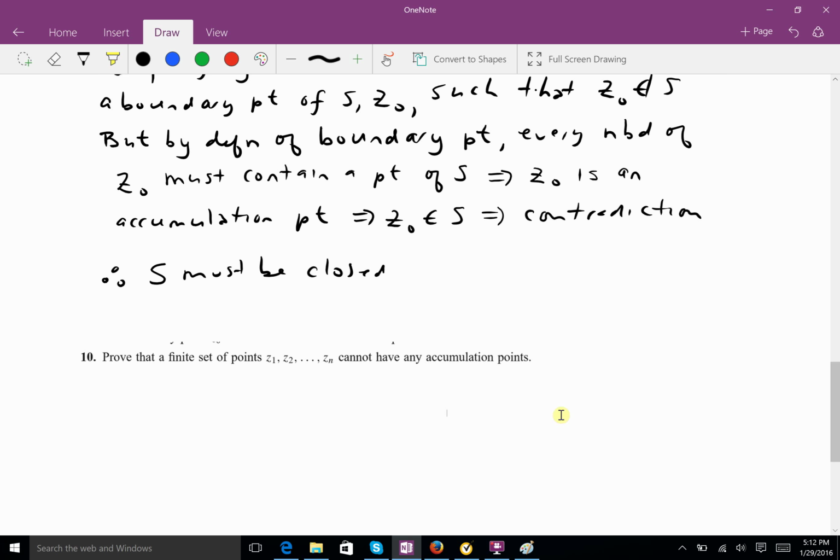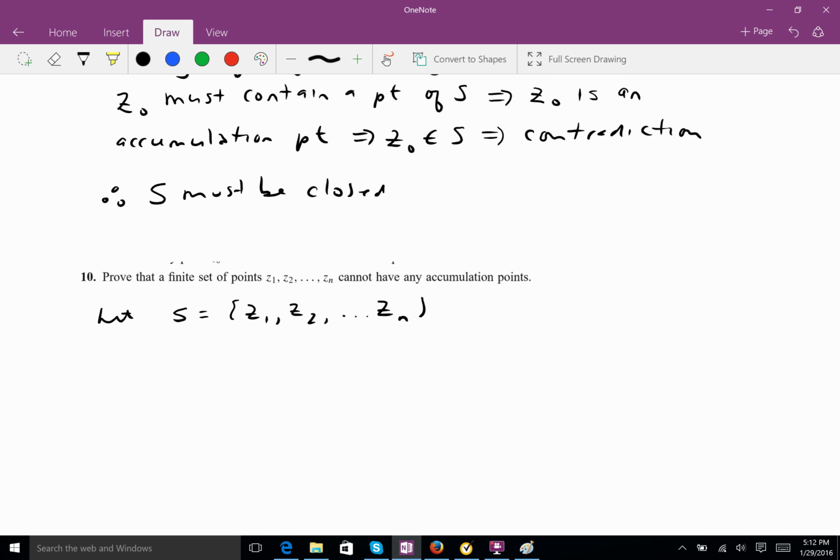Let's just prove it. So we're going to let S be defined as the set Z1, Z2, up to Zn, and let's suppose Z naught is an accumulation point of S. So we suppose there exists a Z naught in the complex plane such that Z naught is an accumulation point of S.